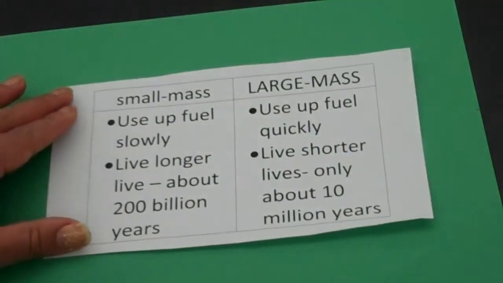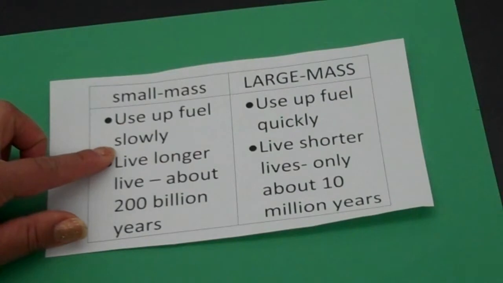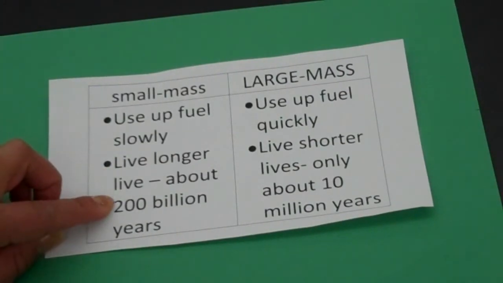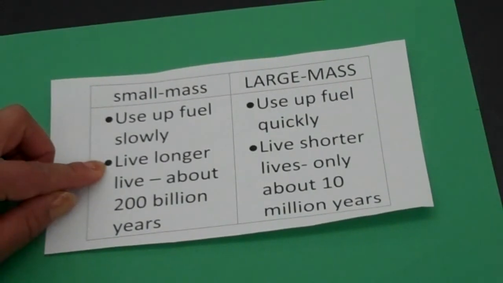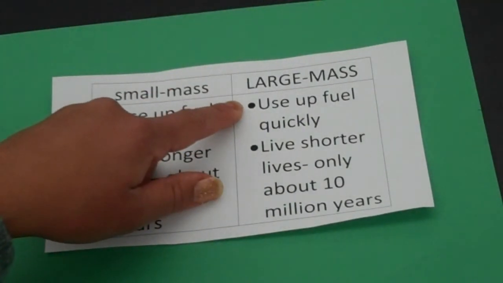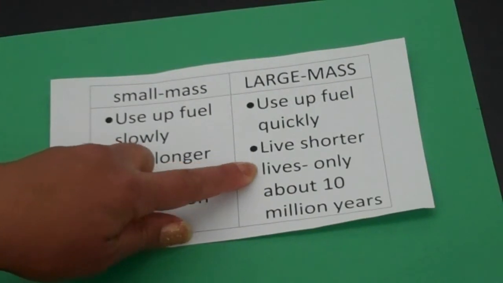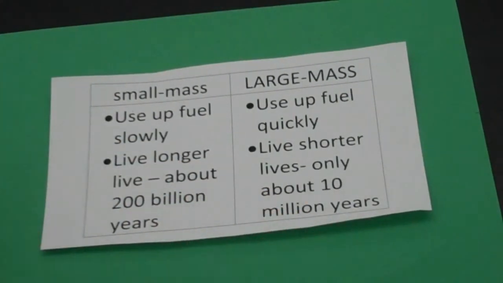There is small mass stars where they use up their fuel slowly. They live longer, about 200 billion years. So in this case, the small stars have that longer lifespan. But the largest stars, what's interesting is they use up their fuel quickly. They live shorter lives in only about 10 million years. There's a difference between the two for the lifespan.